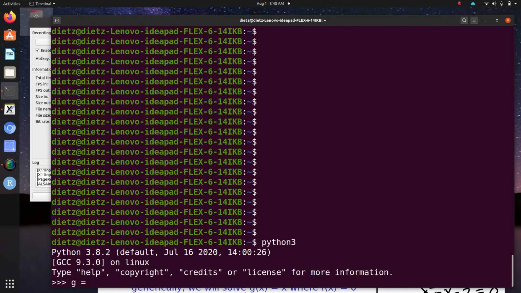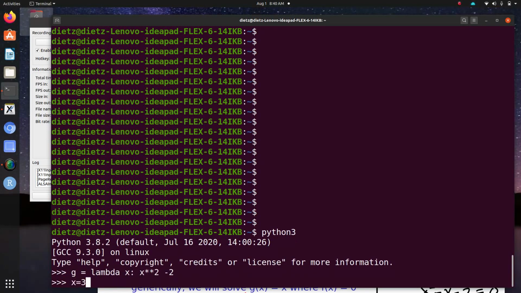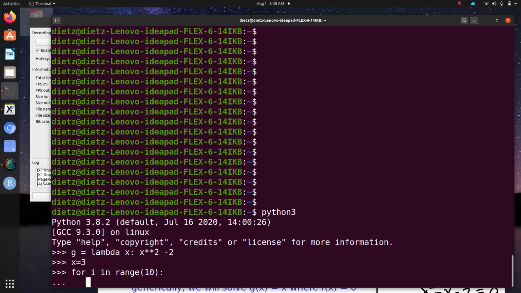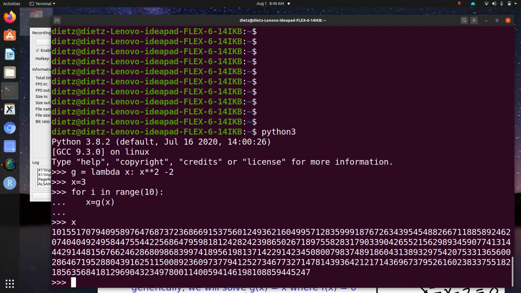Okay, g is equal to lambda x squared minus 2. But I'm just going to start at x equals 3, and I'm going to say for i in range something really small like 10, x equals g of x. And see, this is what the problem was. I told you that there's no max int in Python. So if this had been on a non-Python system, it would have crashed. But because it's Python, Python's like, no, no, no, I can handle this. And this is what happened. After only 7 iterations, look how bad it got.